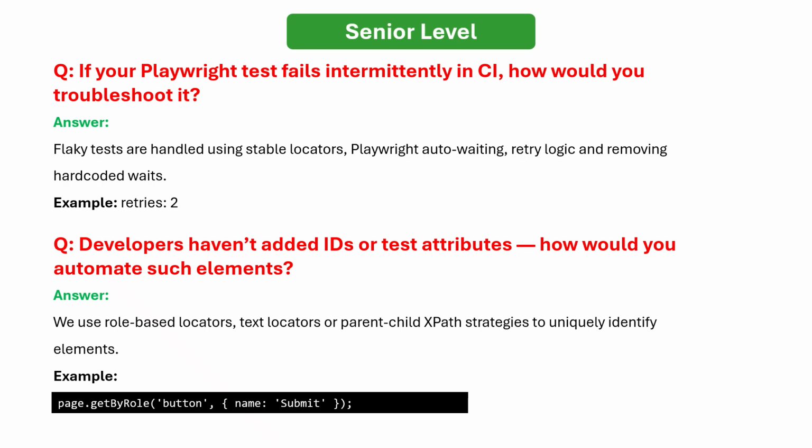Example. Retries: 2. Developers haven't added IDs or test attributes. How would you automate such elements? Answer. We use role-based locators, text locators, or parent-child XPath strategies to uniquely identify elements.